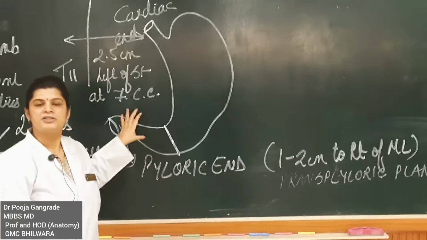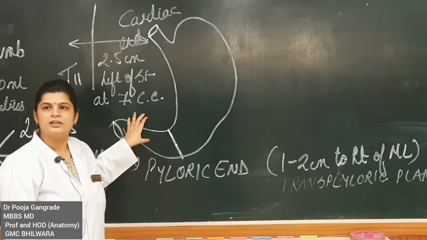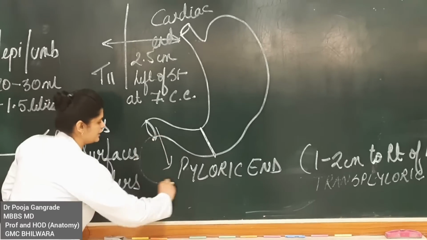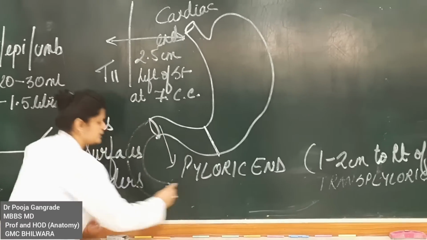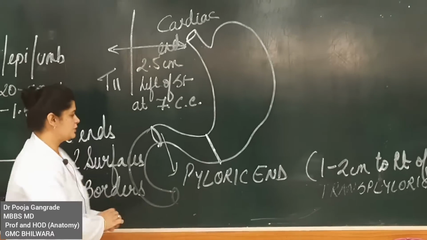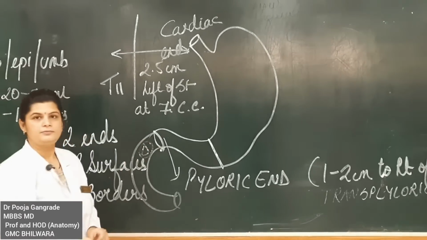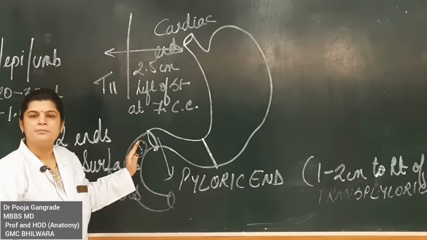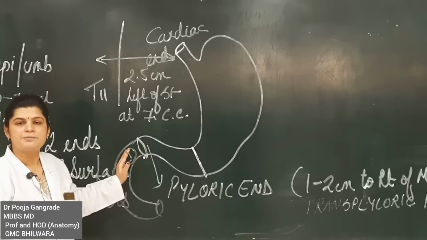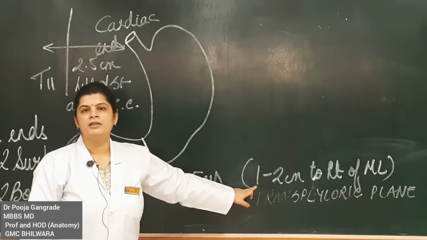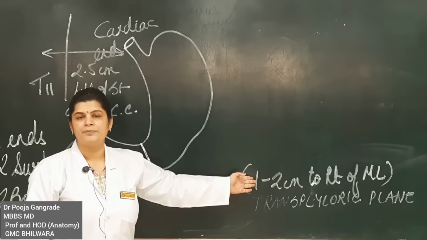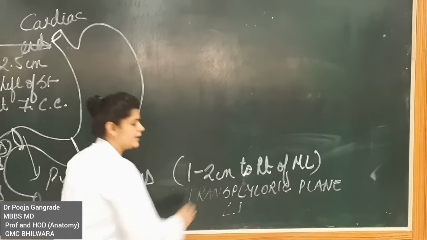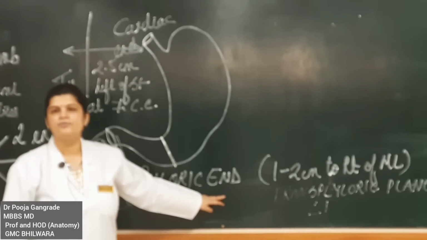The pyloric end is nothing but the continuation of the lower end of the stomach into the duodenum. Now from here what will happen? The duodenum will start. The C-shaped duodenum will start. So this is nothing but the duodenum. That part of the stomach which continues down into the duodenum is the pyloric end of the stomach. It is present around 1 to 2 centimeters to the right of the midline at the transpyloric plane, at the level of L1.